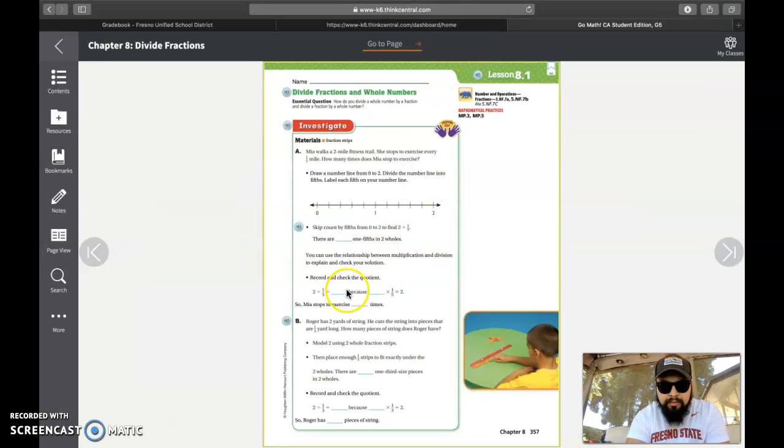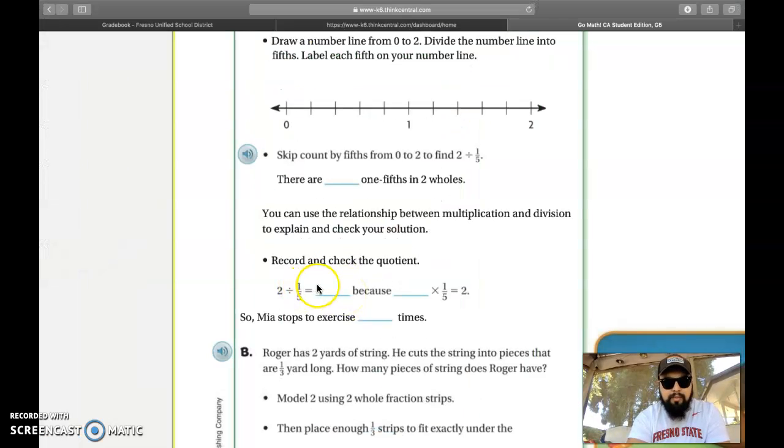And so this would be 2 divided by 1/5 would equal 10, because 10 times 1/5, and that's another thing that we need to remember, just knowing the relationship, because division is the opposite of multiplication, and they go back and forth, they go hand in hand. 2 divided by 1/5 will equal 10, because if you take 10 of those 1/5, and remember times means of, 10 of 1/5 will equal 2 wholes. Okay?